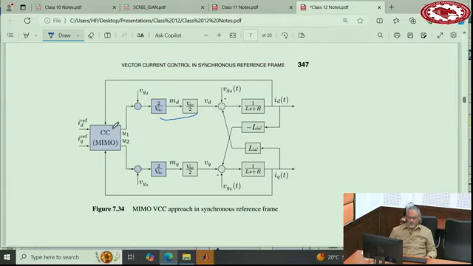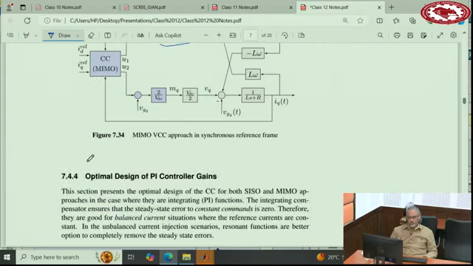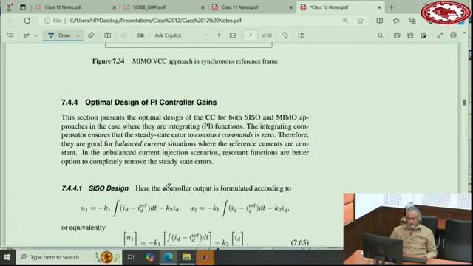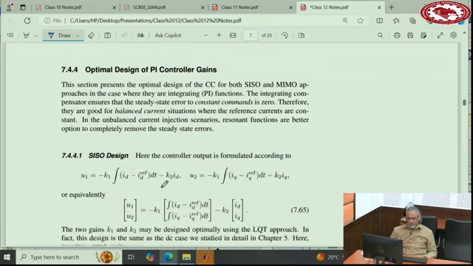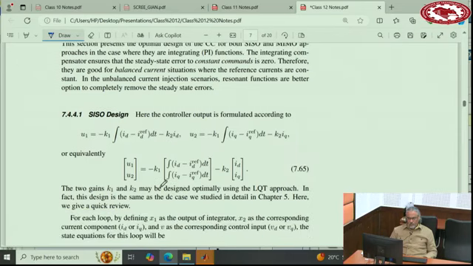So now, because we do not remove the couplings, I will put a current controller that has two inputs and two outputs. And inside the controller is not two separate channels. They are also linked together completely. And then it generates U1 here, U2 here. So this is the MIMO approach. Okay, so first the SISO case.